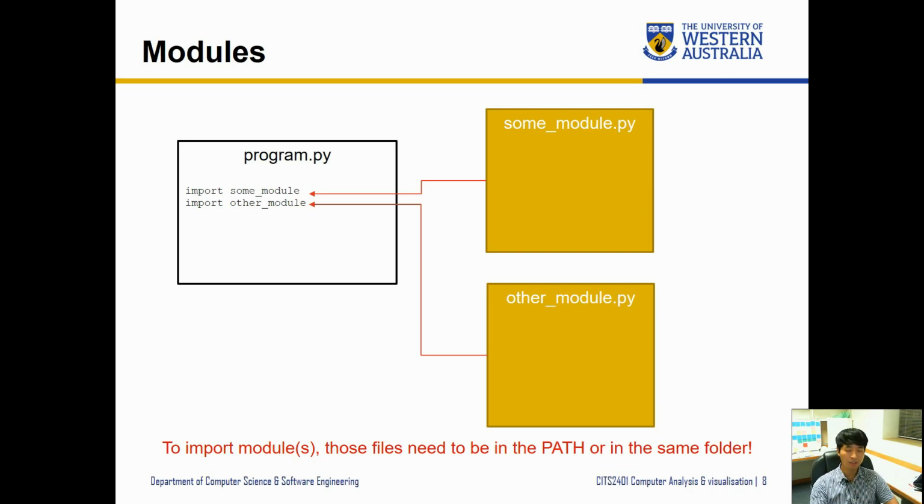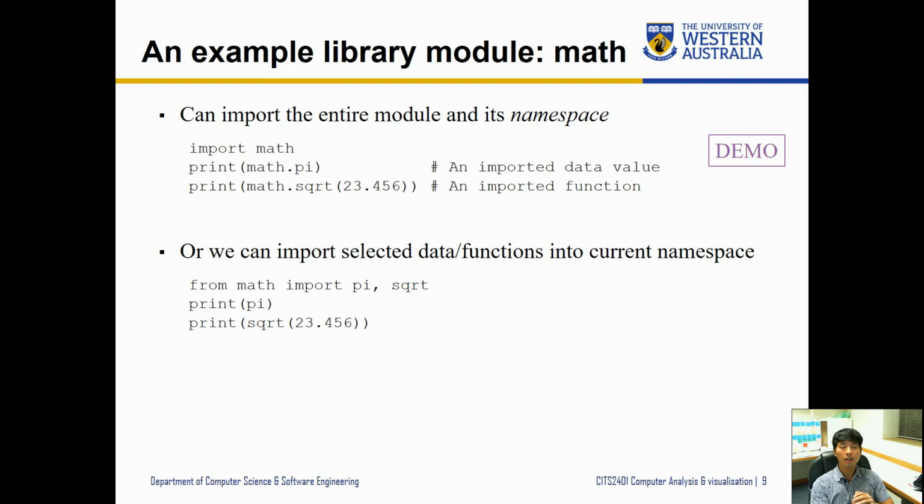Okay, so let's have a look at some examples. A very simple example is the math module. The math module already contains a lot of functions and even some constant values. And when we say import a specific module, what we're doing is importing everything inside. And we typically refer to that as its namespace. So let's give that a go.